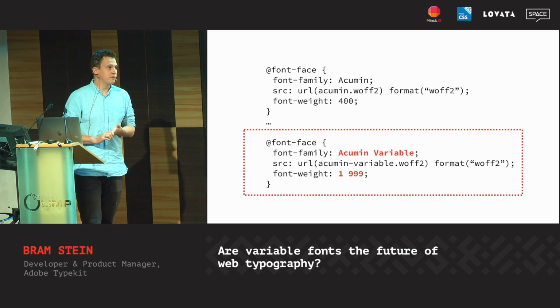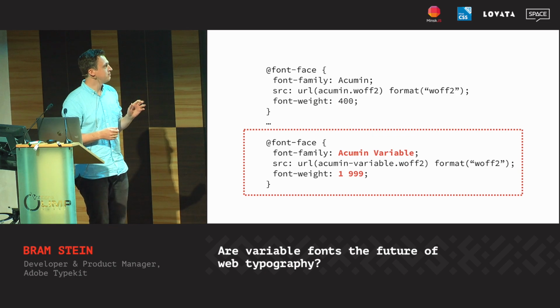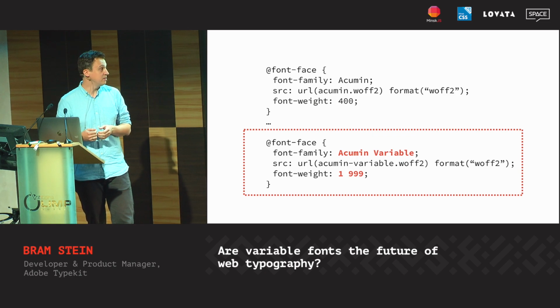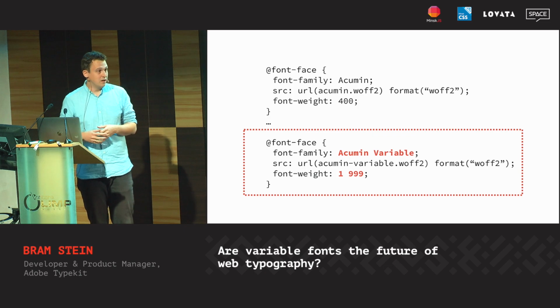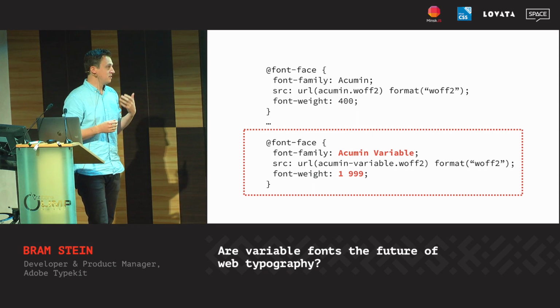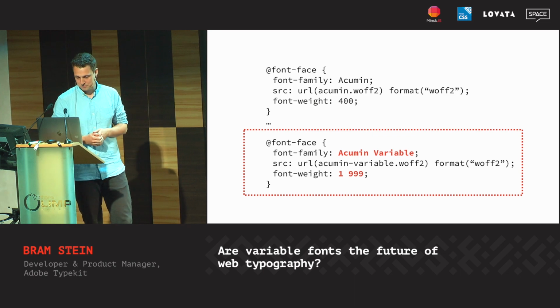And then you create an extra font face rule for the variable font. There are two things here that stand out. First, the font family is different, and I'll get back to that in a moment. And the second is the font weight descriptor, which looks a bit odd if you've never seen it before. It basically defines a range, so it tells the browser that this font supports font weights from 1 to 999.